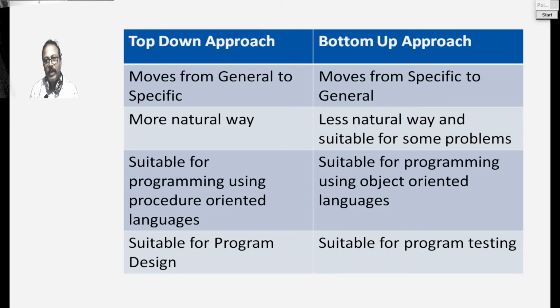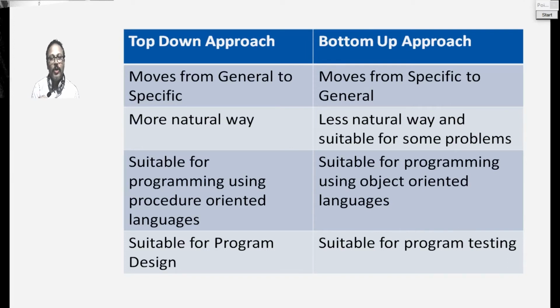So, top down is a more natural way we do it for different tasks. Bottom up is less natural but suitable for some problems. What kind of problems we will see? Top down approach is suitable for programming languages which are procedure oriented like C. What exactly is procedure oriented we will see later. This bottom up approach is suitable for programming languages which are object oriented like C++, Java, etc.